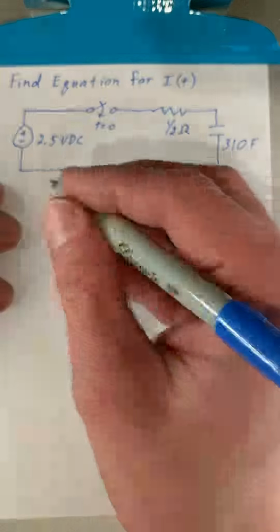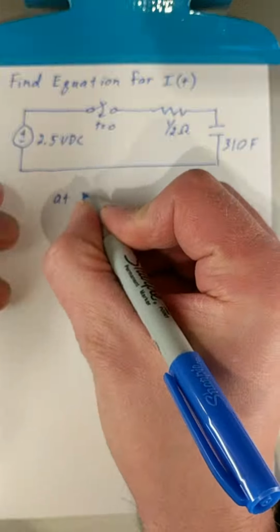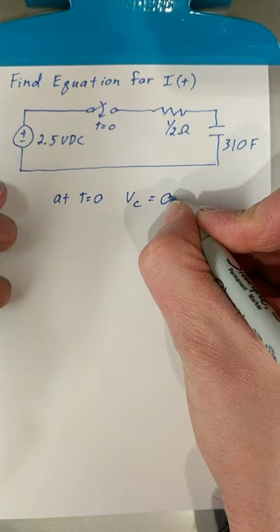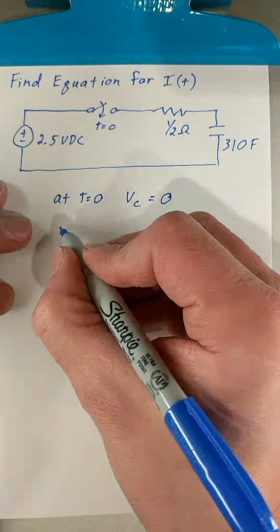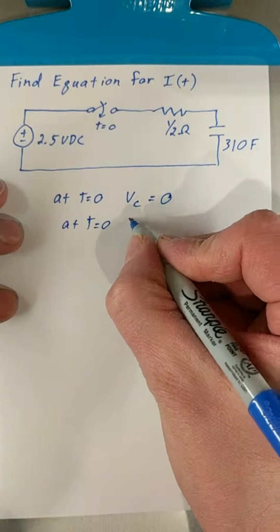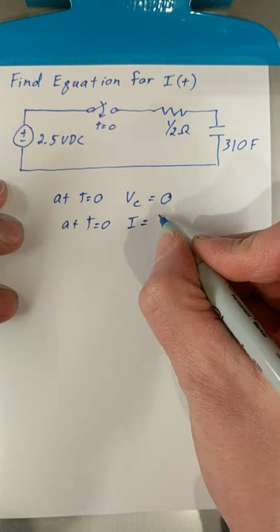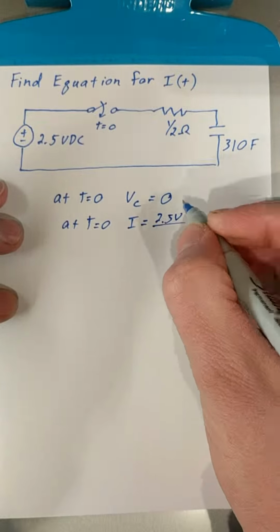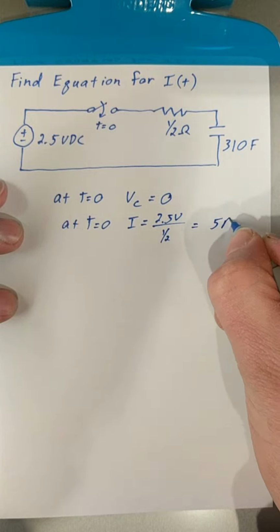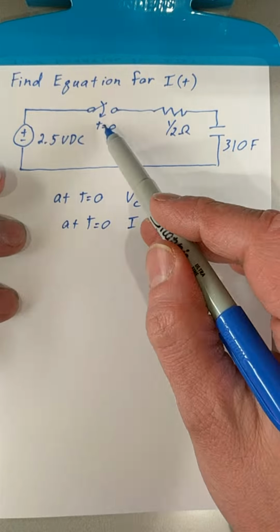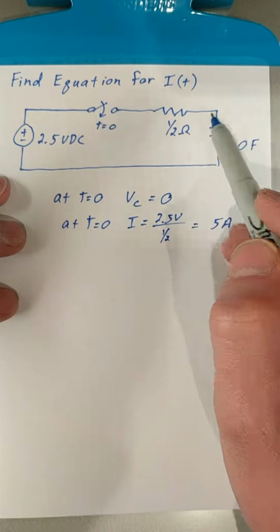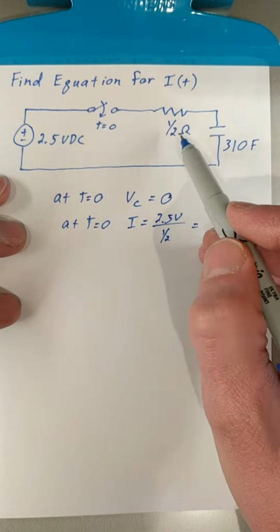Going back to our original circuit, at t equals 0, the capacitor voltage is equal to 0. It follows that at t equals 0, the current is equal to 2.5 volts over 1/2 ohm, which is equal to 5 amps. Again, those are the initial conditions. As soon as the switch closes, 0 volts here, 2.5 volts here. The current is therefore 2.5 divided by 1/2 ohm.